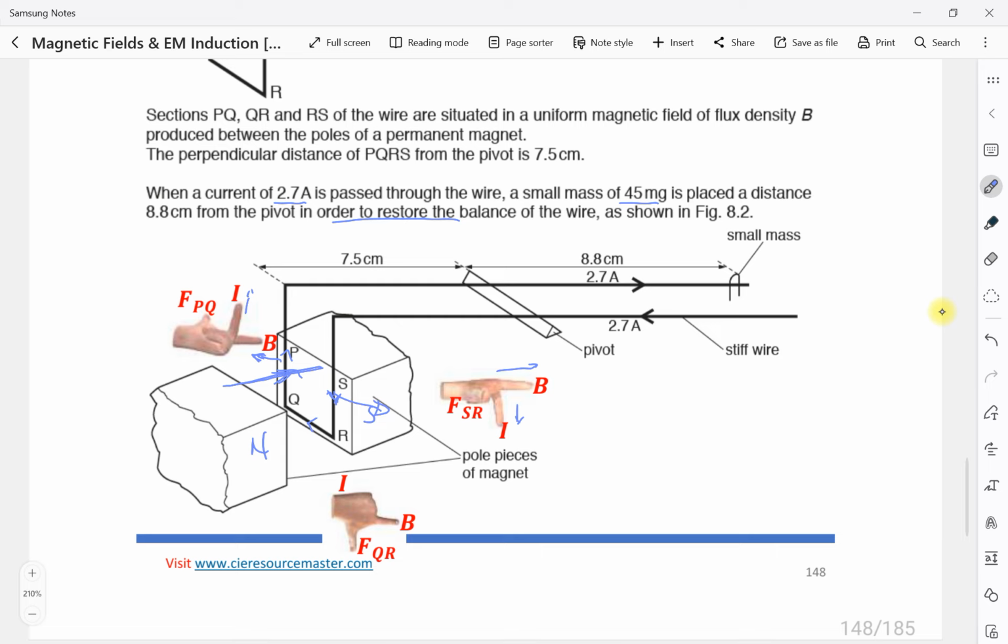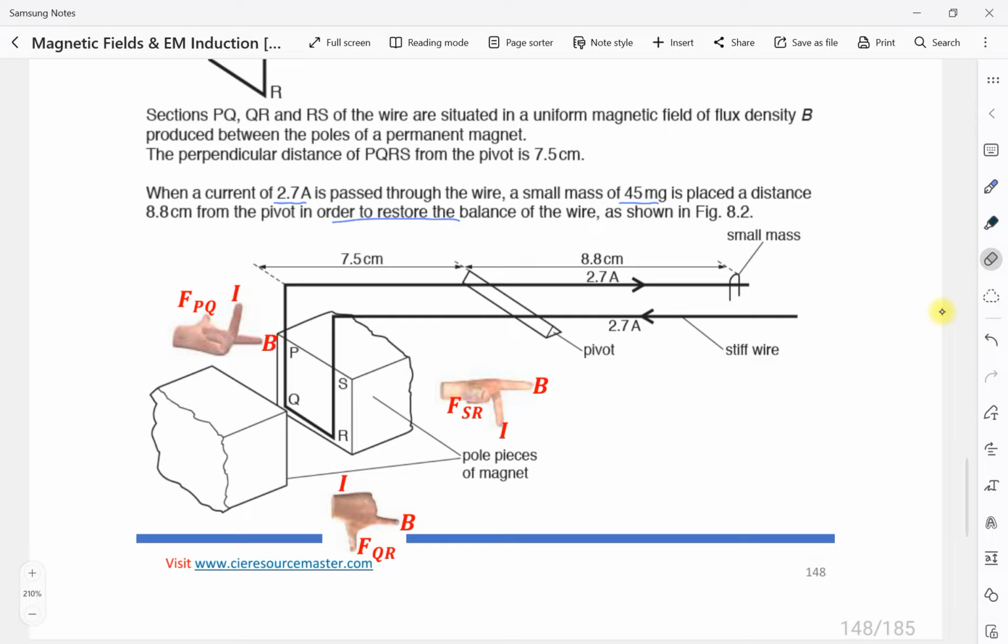I couldn't twist my hand into the correct orientation here, but the current is downwards and the field is like that, which means the force will be in this direction, just opposite to the other one. So therefore, the forces are going to be acting in the same line, but in opposite directions. So they are going to cancel out each other.